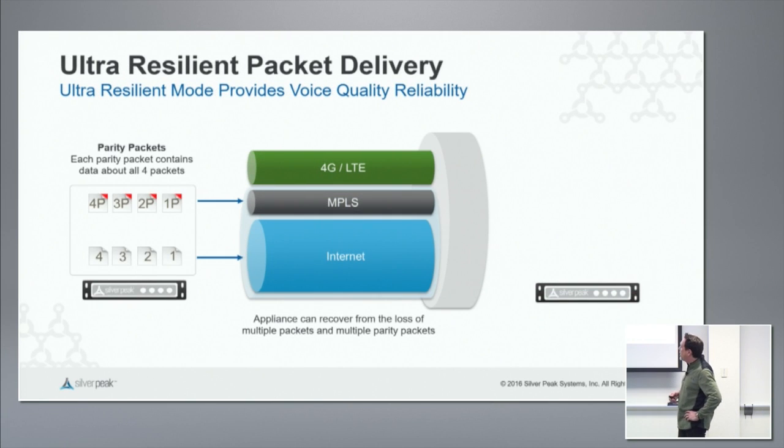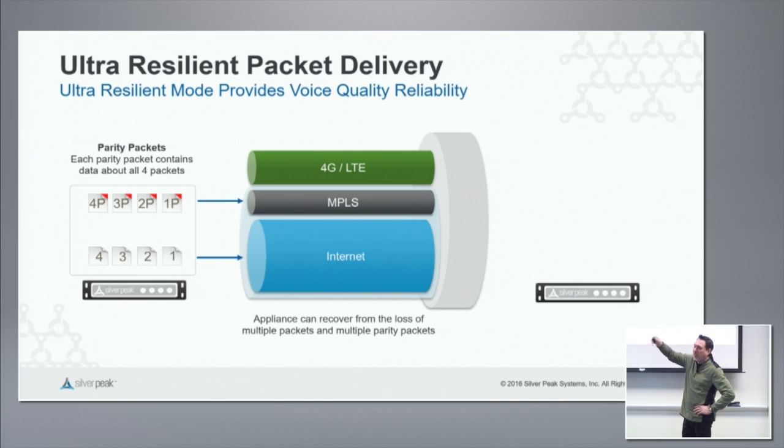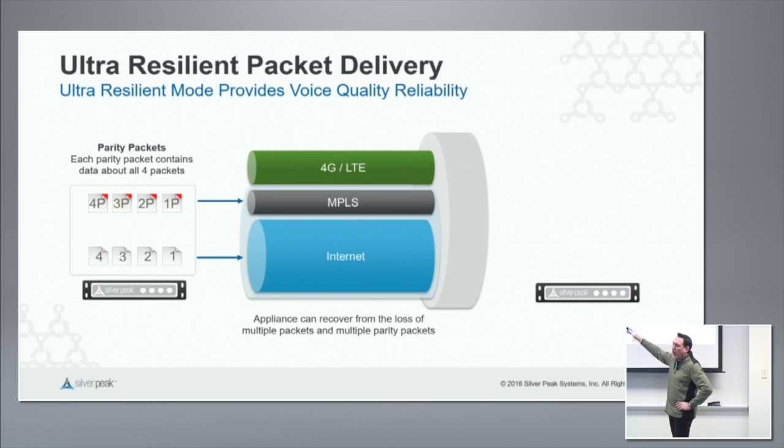So as an example of what we can do once we've got multiple links, and this goes back to some of that question: for something like voice, we want to make absolutely sure that the voice gets from point A to point B. So we've got an ultra-resilient packet delivery mechanism that takes that forward error correction to the next level. We know we've got 2 links. And so instead of the simple example before, where I said it's 1 parity packet for every 3 or 4 packets, we're going to do 1 parity packet per original packet.